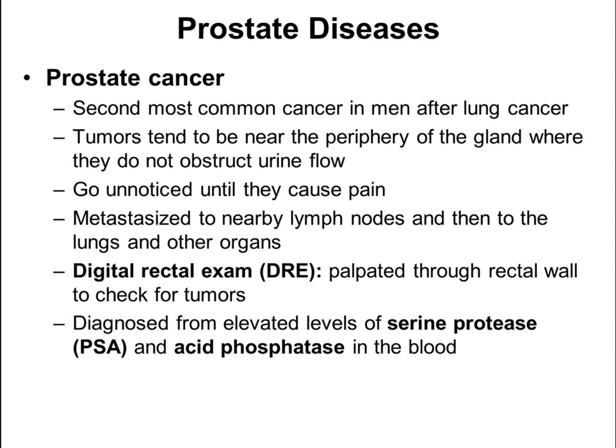Then, as you've probably heard, there is something called prostate cancer. This is the second most common cancer in men after lung cancer. Tumors tend to be near the periphery of the gland where they do not obstruct urine flow. But if they go unnoticed, which they usually do, they can start to cause pain. They sometimes can metastasize into the nearby lymph nodes and into the lungs and other organs, which basically means it would spread the cancer throughout the body.